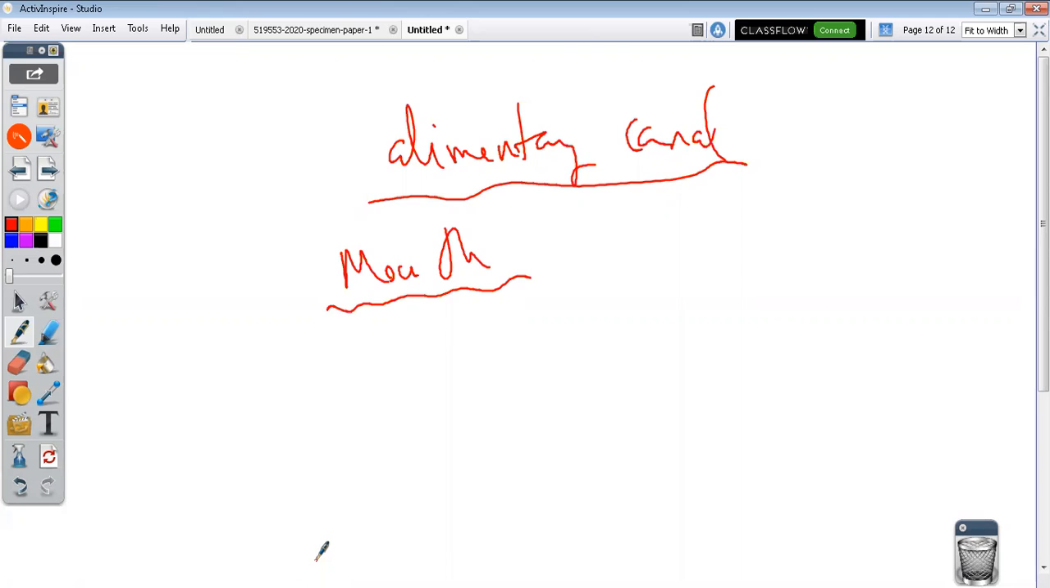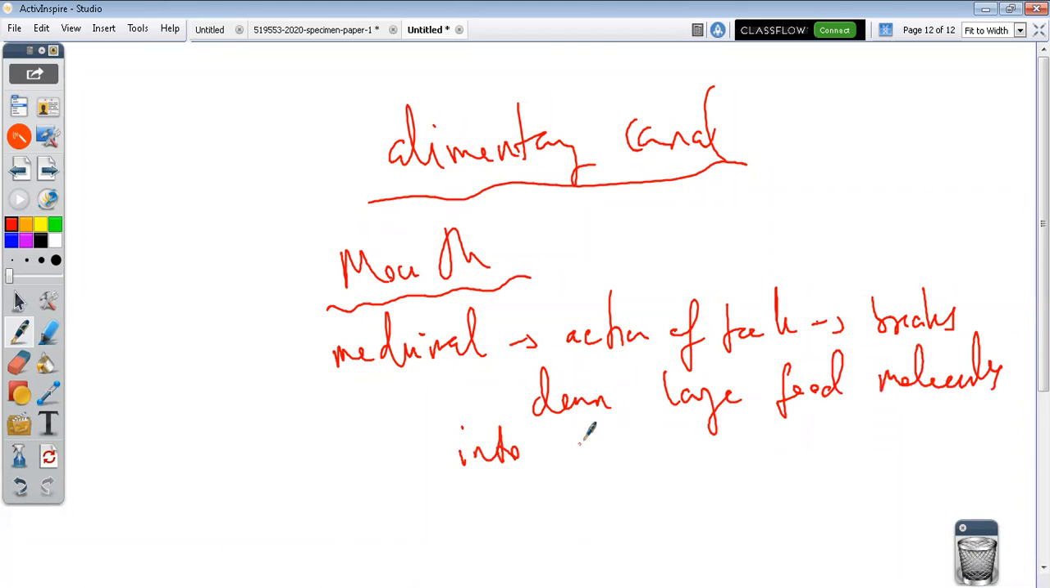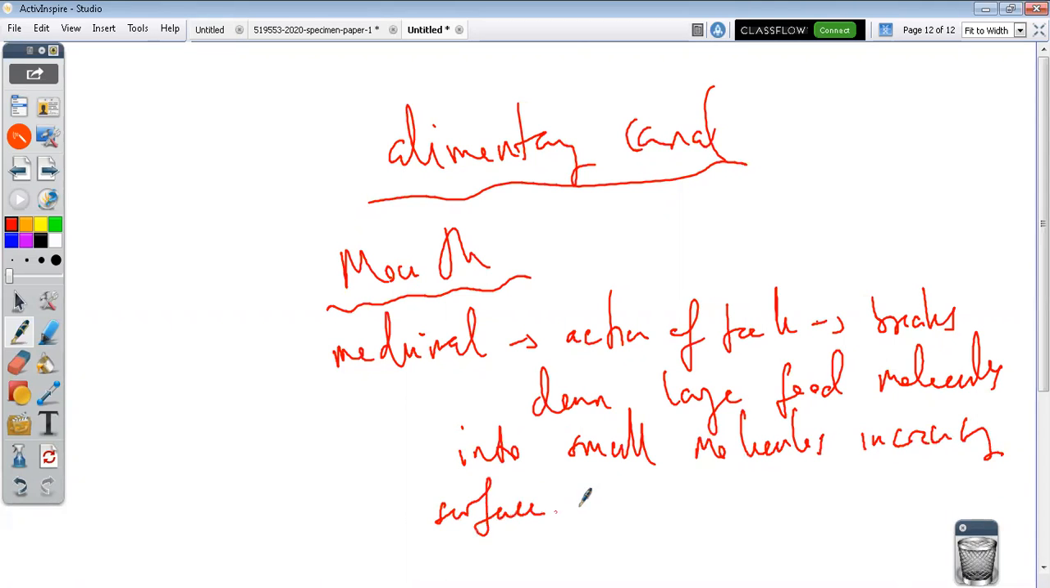When you're chewing, you're increasing what? So mechanical digestion is the action of the teeth. What does it do? It breaks down large food molecules into small molecules, increasing surface area for enzyme digestion. Clear? So it actually helps. Everyone there? Yes. Now, what happens after that?